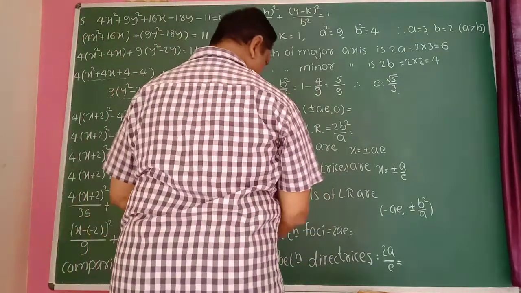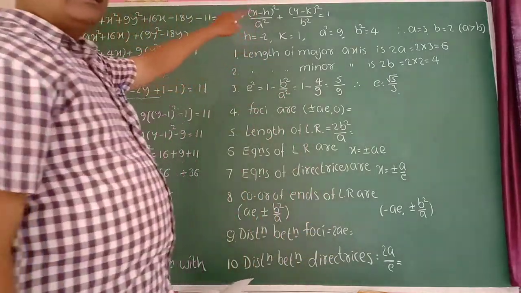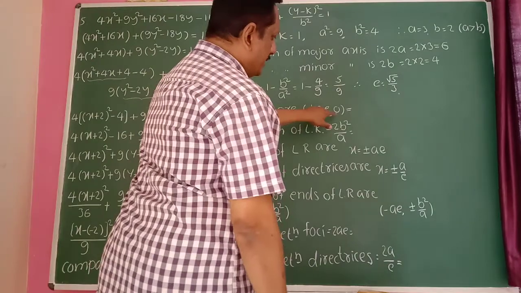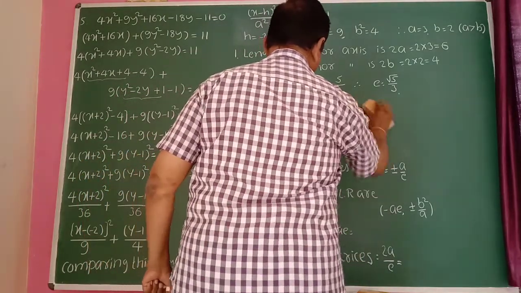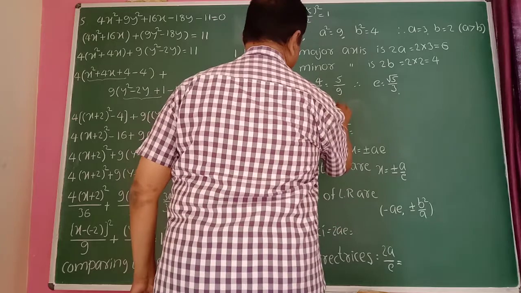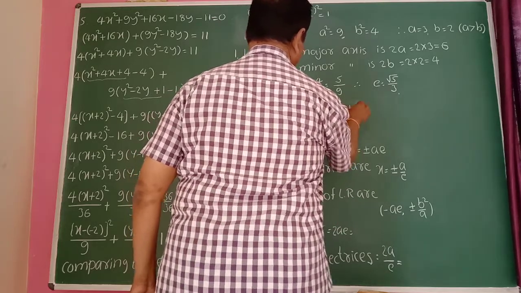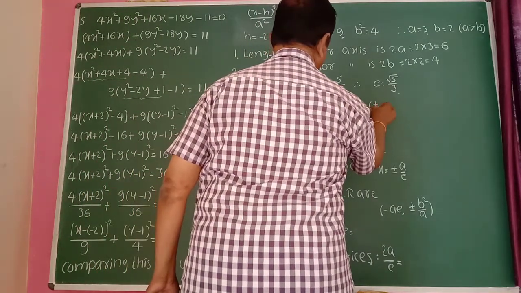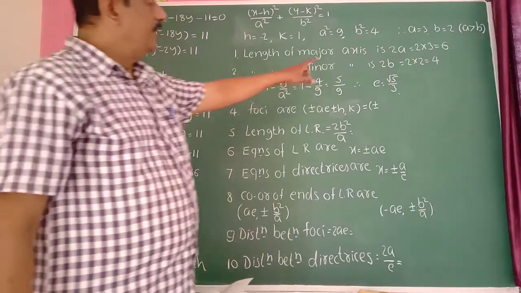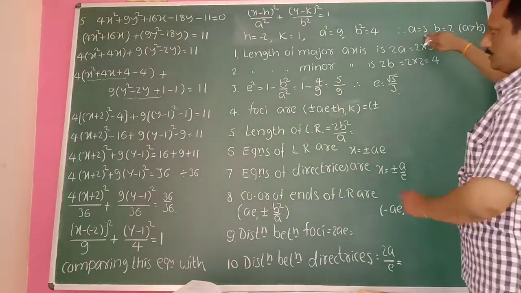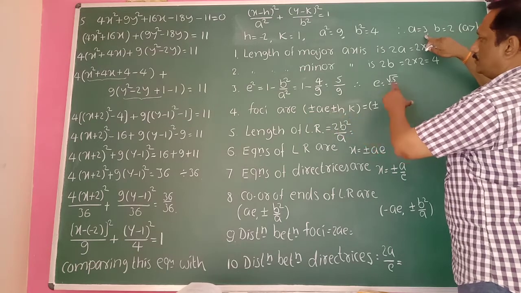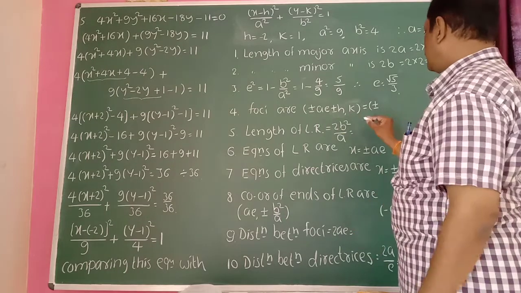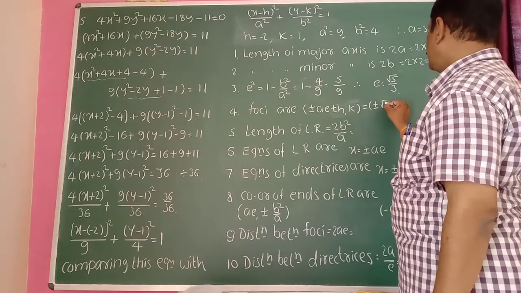Then the foci. In this case the center is other than the origin, so we add h and k. The foci are given by plus or minus a e plus h comma k. The a value is 3 and the e value is root 5 by 3. The 3 and 3 cancel, and the remaining is root 5. So plus or minus root 5.